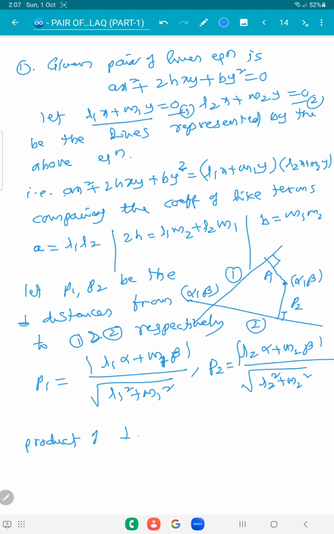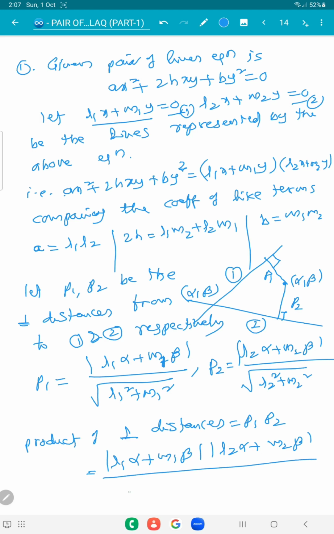Product of perpendicular distances. Product of perpendicular distances is nothing but P1 and P2. What is that? (L1 alpha plus M1 beta) into (L2 alpha plus M2 beta) by root of (L1 square plus M1 square) into root of (L2 square plus M2 square). Now let us multiply these two.